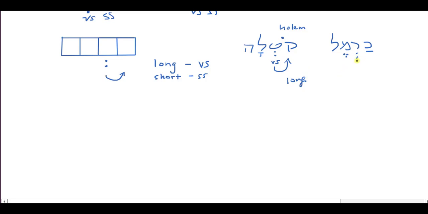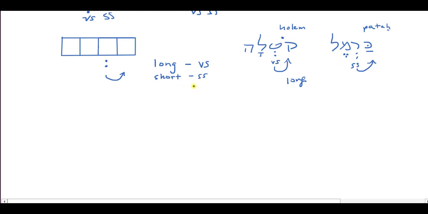On the second one, I have a shava in the middle of the word, and so I need to look again to the right to find the answer to whether this is vocal or silent. And notice that I have a pathak. Pathak here is a short vowel. Pathak is short, and it is a short A. If it's short, then the shava is a silent shava, and this is going to be pronounced car, no shava sound, car-mel, car-mel. All right?